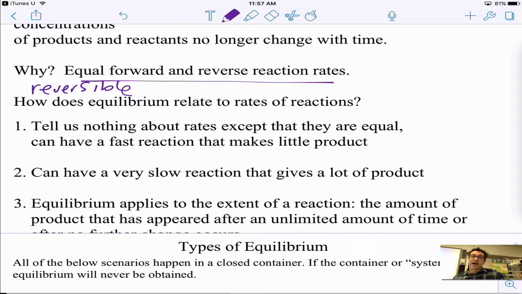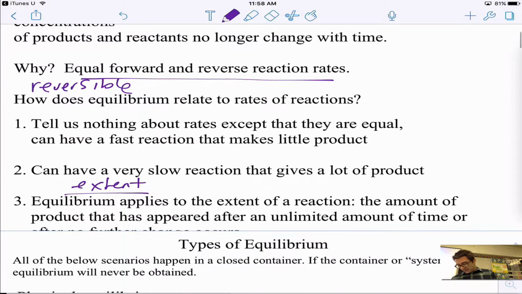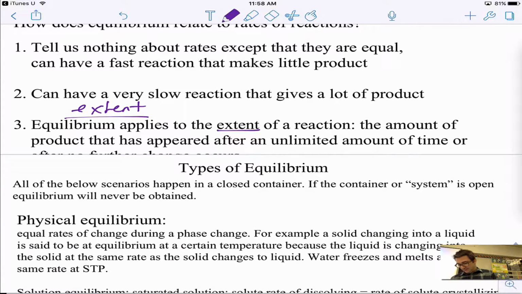So again, with IB, they'll talk about the extent of a reaction. And by extent, they mean how much product is there, how much reactant is there. And we'll talk about, hey, it lies to the right, meaning that we've made a lot of products, or it lies to the left, meaning we have a lot of reactants. So again, we always talk about extent. This is the amount of product that's appeared after an unlimited amount of time has happened.